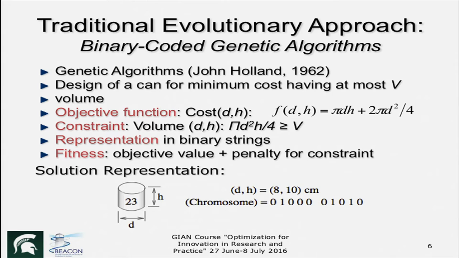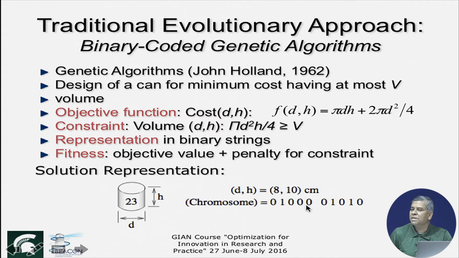Okay, so it's a binary string. Let's say I have 5 bits for representing diameter and 5 bits for representing height. Okay? All right. So with 5 bits, this is one particular binary string, 0, 1, 0, 0, 0. Can you tell me any other 5-bit string?